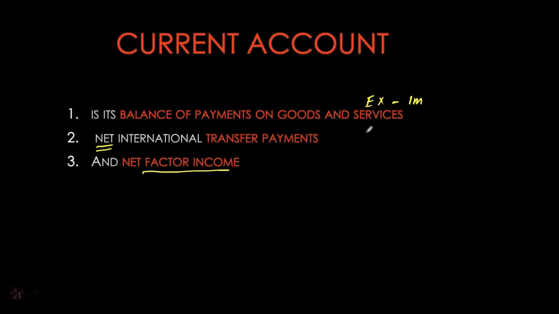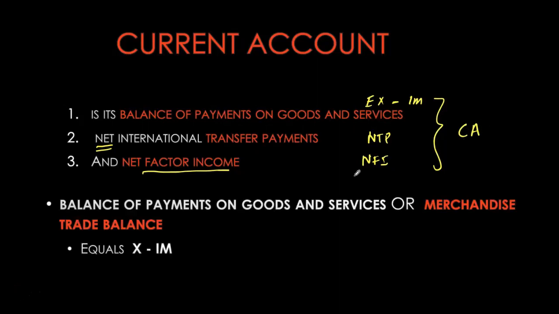We are looking at net exports, net transfer payments, and net factor income, and all three together are going to give us our total balance of payments on current account. Net exports has a fancier name, and we refer to it specifically as the merchandise trade balance. So the merchandise trade balance is a component of the current account, but the current account is not just the merchandise trade balance. Remember, it also includes these two other types of net payments.